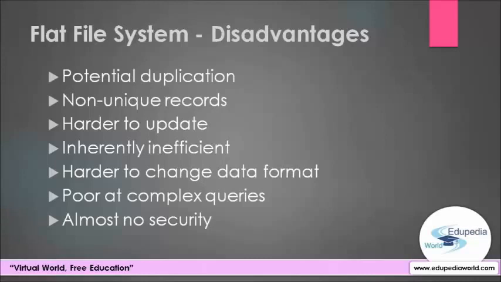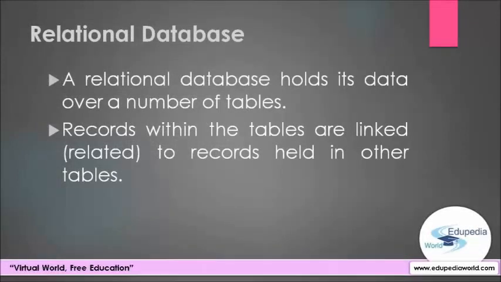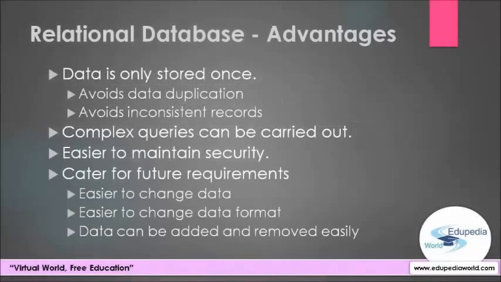So for all these reasons, there is a solution called relational databases. By using relational databases, these limitations can easily be overcome. So what is a relational database? It is another type of database that holds its data over a number of tables. Records within the tables are linked to records held in other tables. That's why we call it relational, related. Splitting data into a number of related tables brings many advantages over a flat file database.